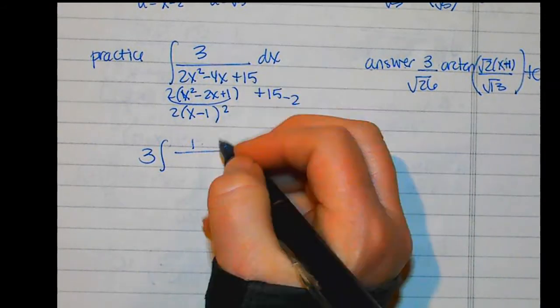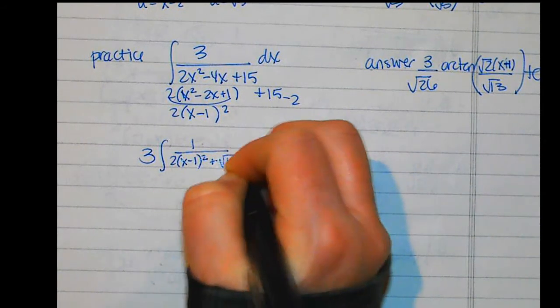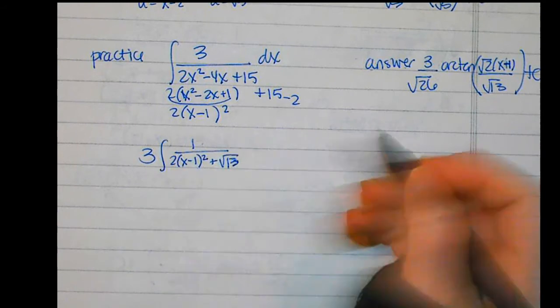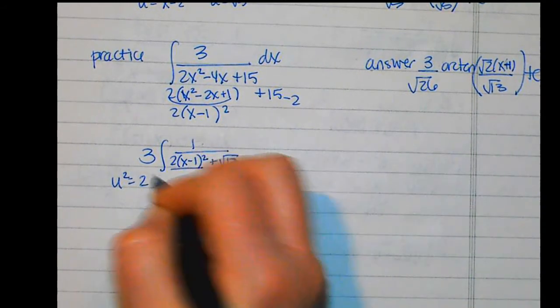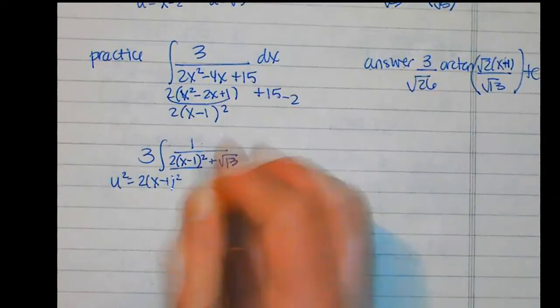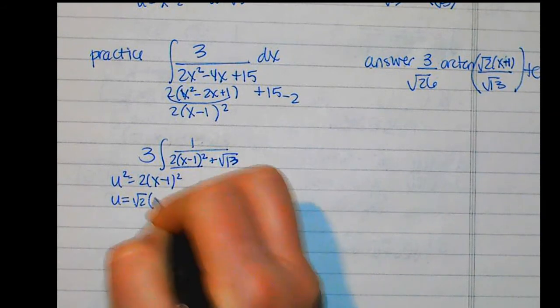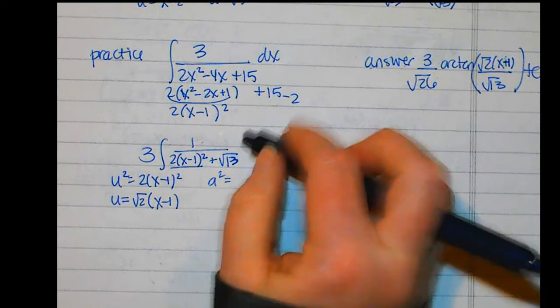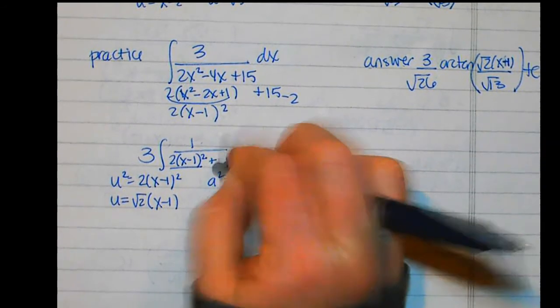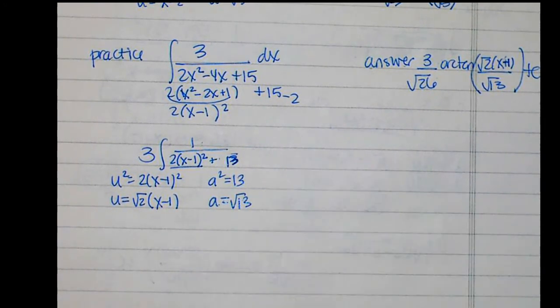Okay, so that makes my problem really the integral of 3, 3, 1 over 2 times x minus 1 squared plus 13. So u squared is this guy, 2 times x minus 1 squared. Therefore, u itself is the square root of 2 times x minus 1. A squared equals, and I wrote the square root of 13 because I was thinking ahead. I'm sorry, it's just 13. A squared equals 13, so a equals the square root of 13. Sorry, better? Okay.